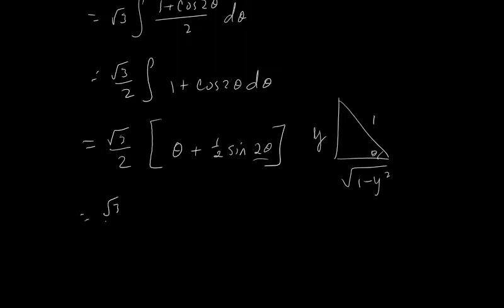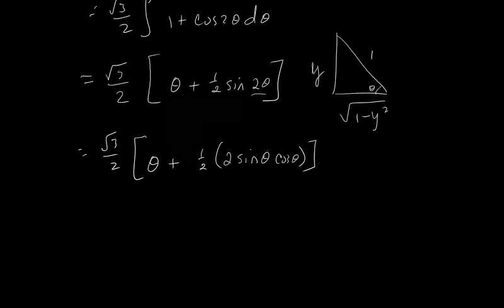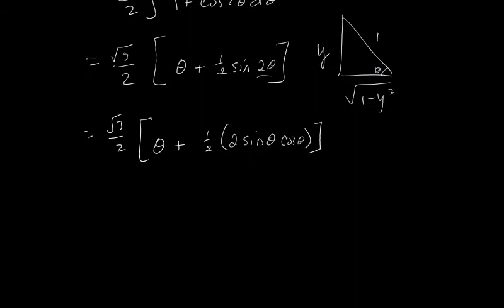So this is root 3 over 2 theta plus 1/2 times, do a parenthesis there, sine of 2 theta, which is 2 sine theta cosine theta. That comes from the sum identity, the sine of the sum of two angles. So there's that, and then I can switch all this back to y's, and then I can evaluate it from 0 to 1 as we were supposed to do from the beginning here.